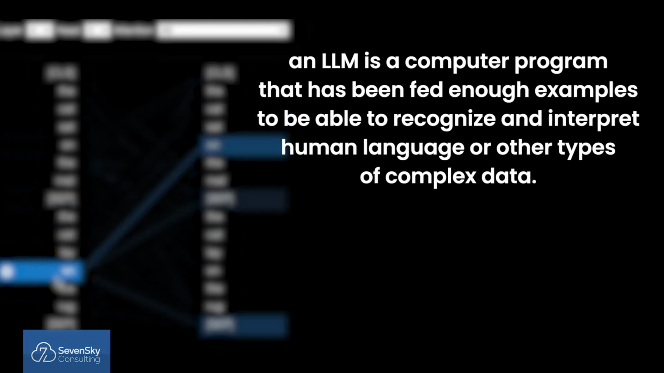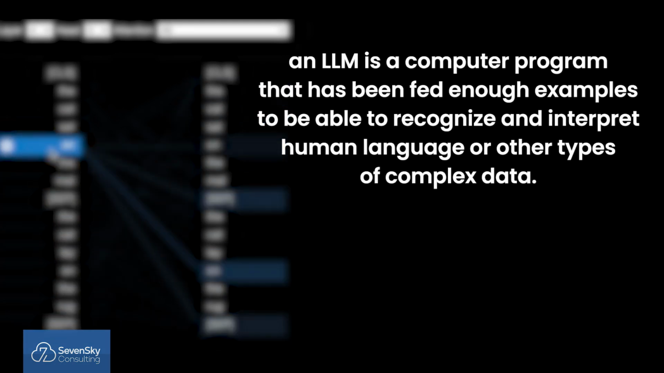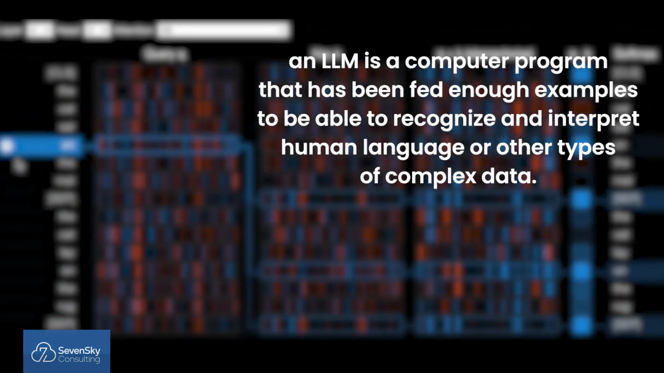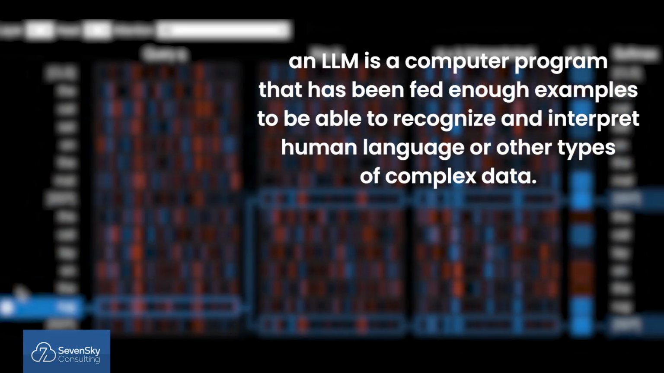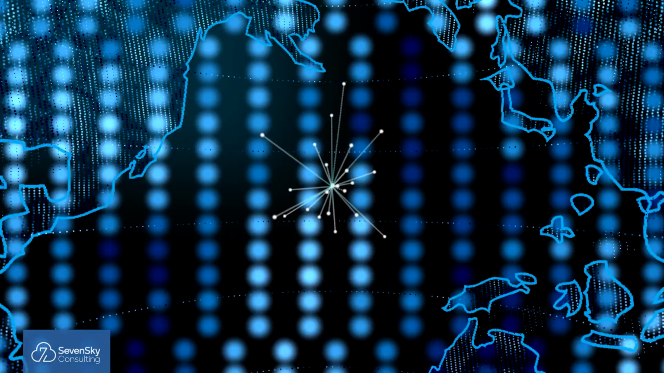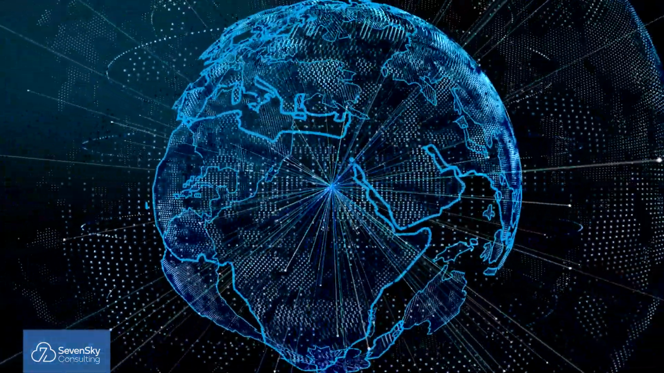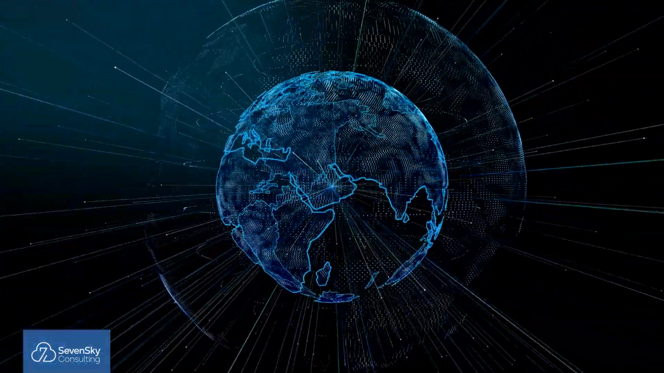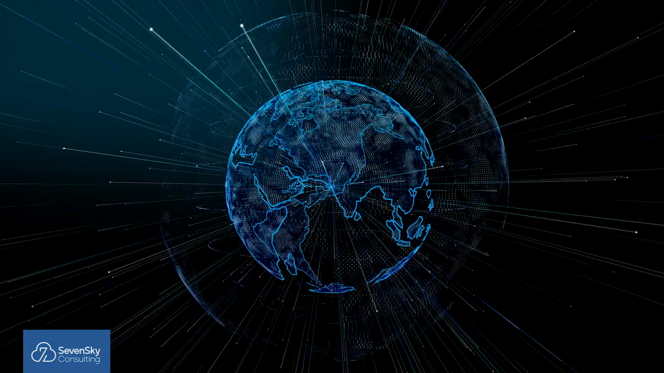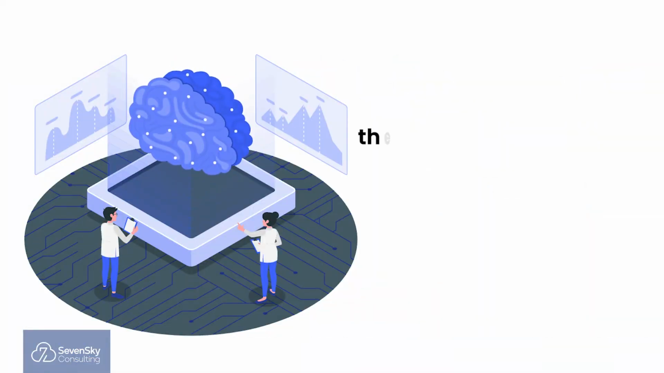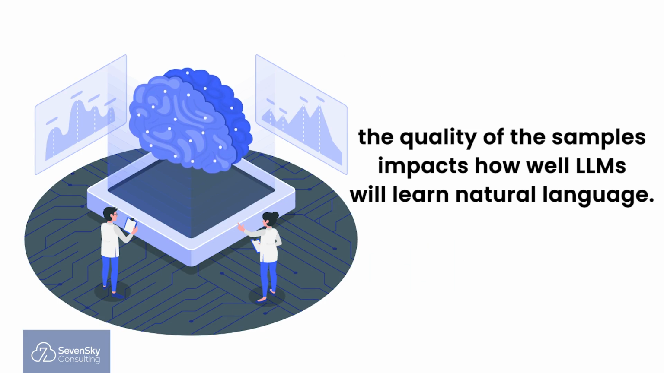In simpler terms, an LLM is a computer program that has been fed enough examples to be able to recognize and interpret human language or other types of complex data. Many LLMs are trained on data that has been gathered from the internet, thousands or millions of gigabytes worth of text. However, the quality of the samples impacts how well LLMs will learn natural language.